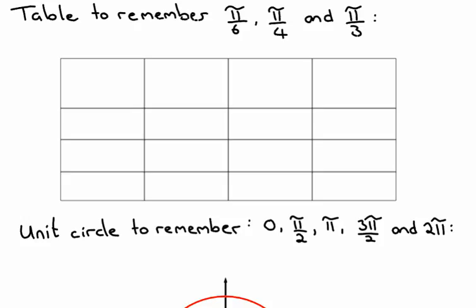So let's fill in here. We've got x, y, and r. And then let's fill in our different angles. I'm not going to fill in 30, 45, and 60. I'm going to fill in pi over 6, pi over 4, and pi over 3.